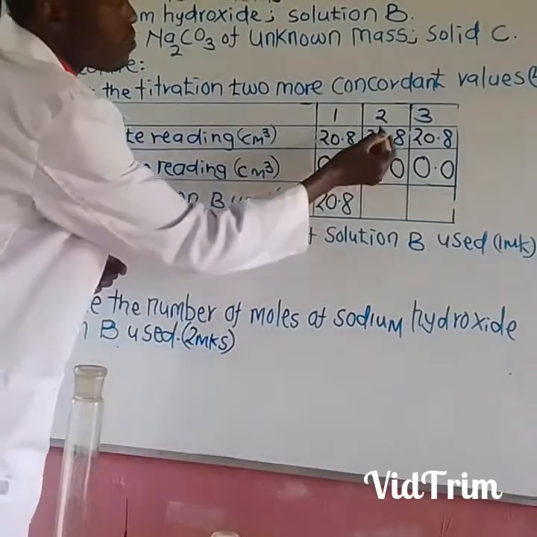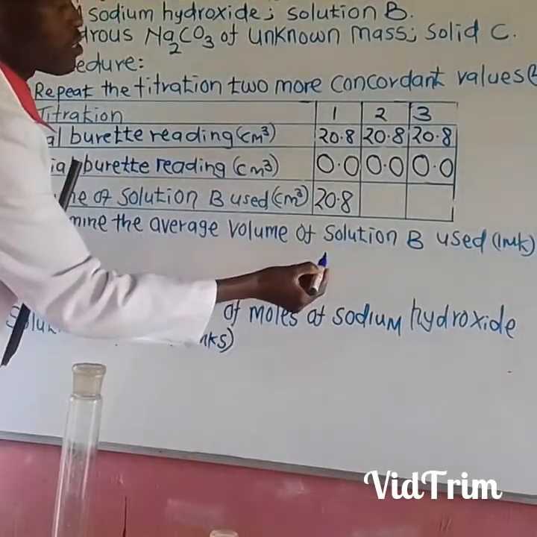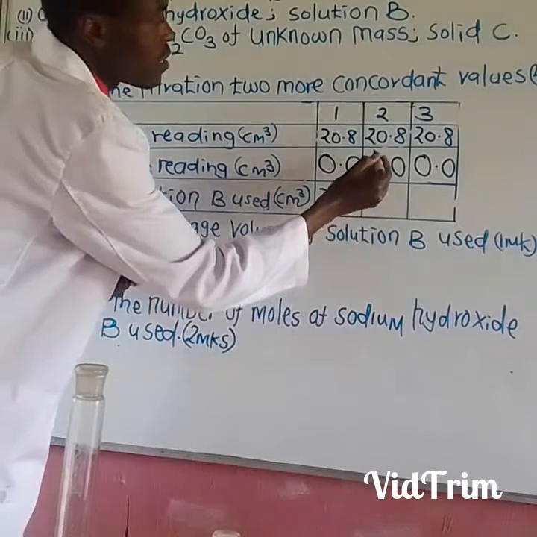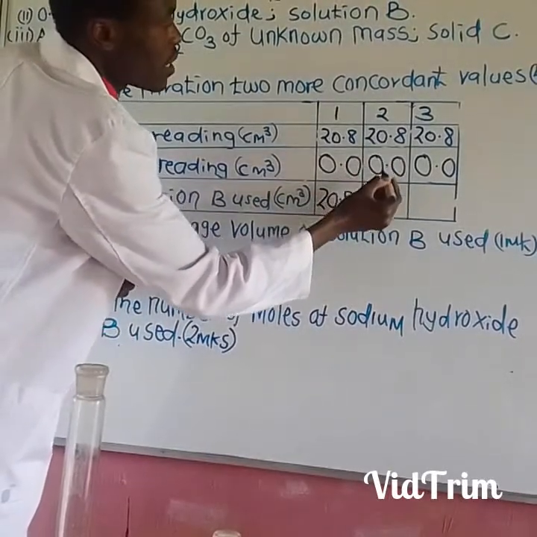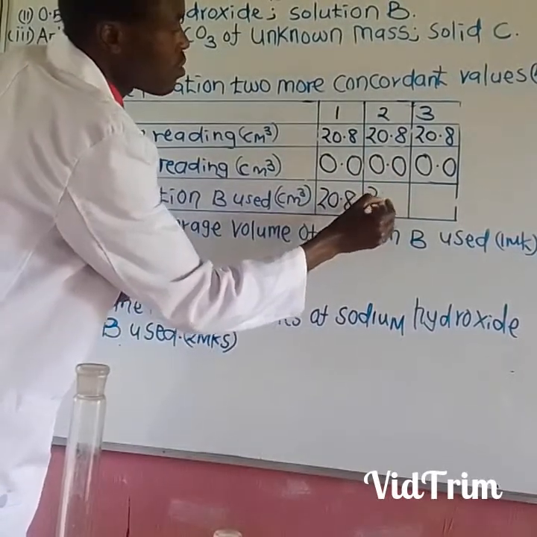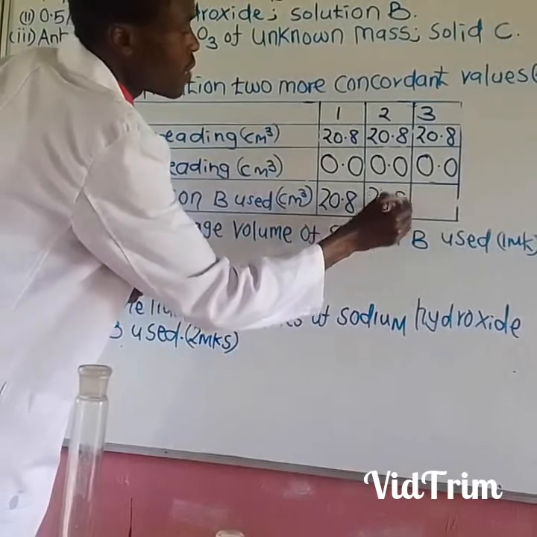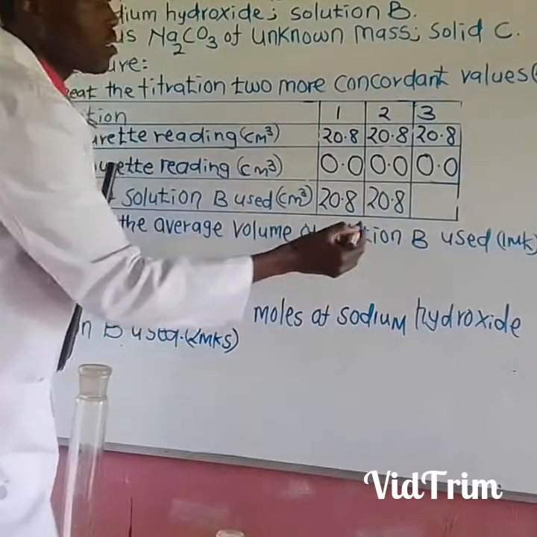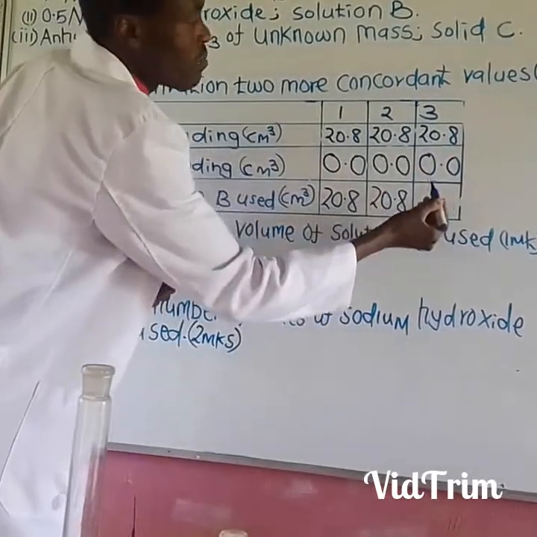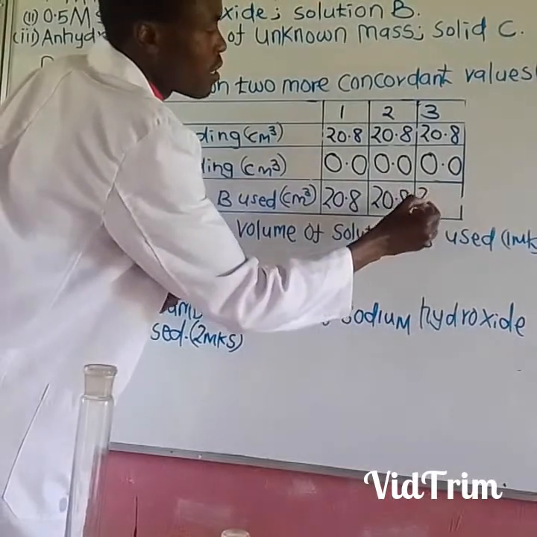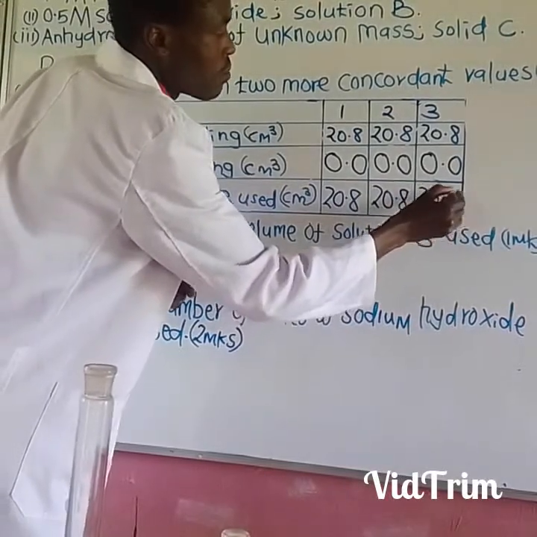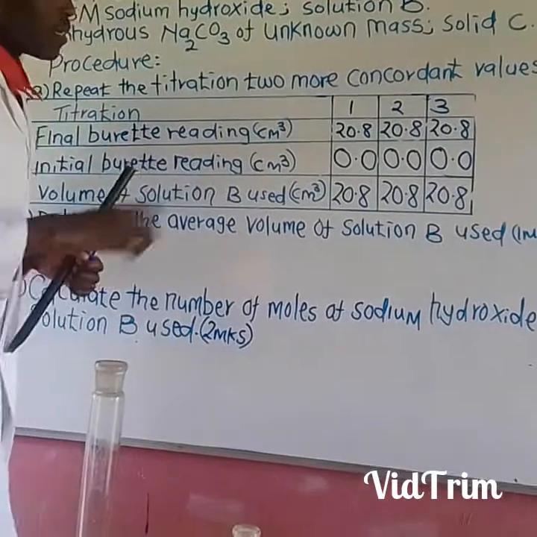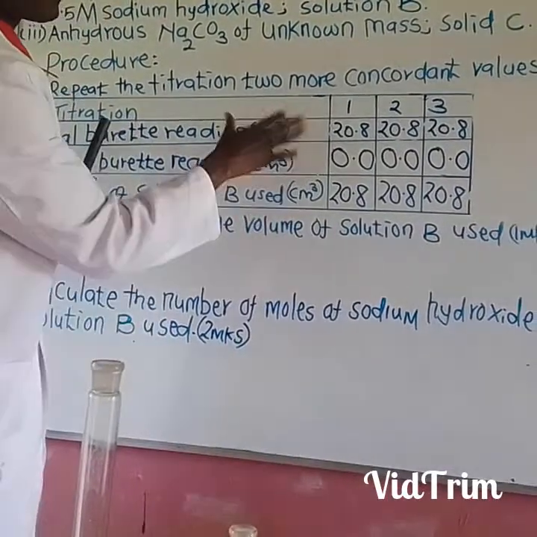20.8. When you subtract for the second iteration, you also get 20.8 minus 0.0, that is also 20.8. Similar to iteration number 3, 20.8 minus 0.0, you get 20.8. Is it okay?